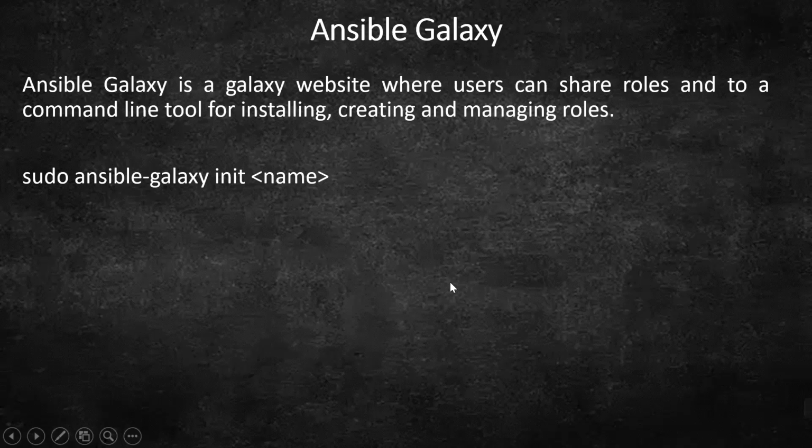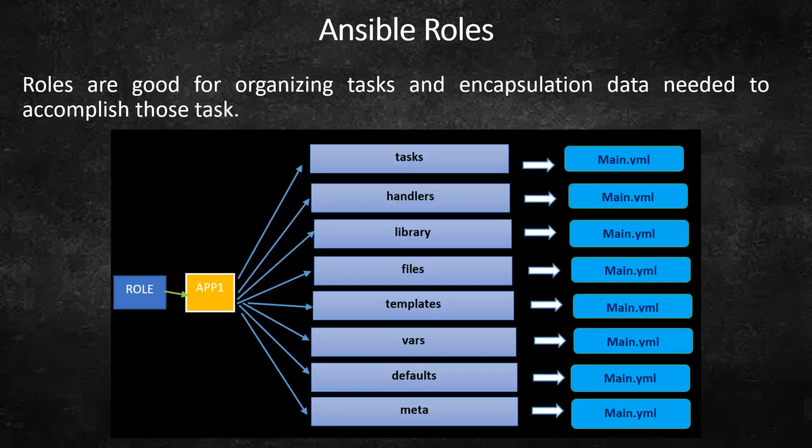Yes, so Ansible Galaxy. You can see this is the Ansible role, and in the Ansible role folder these are the folders: tasks, handlers, library, files, templates, vars, defaults, meta. Inside each folder there is a file like main.yaml. So how will we create these folders and have these files created automatically?